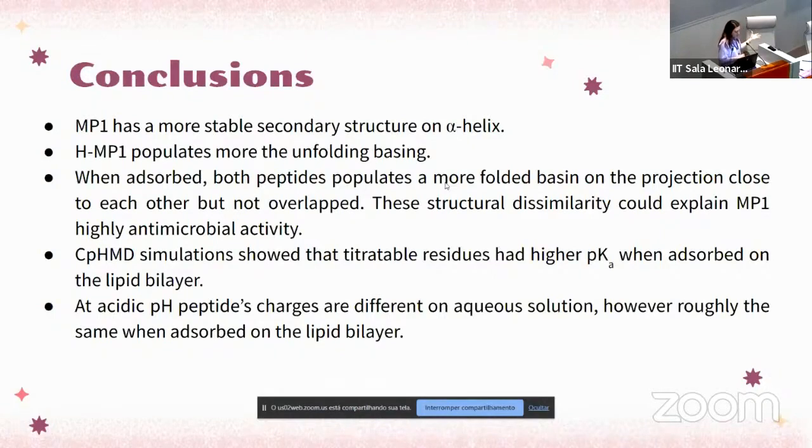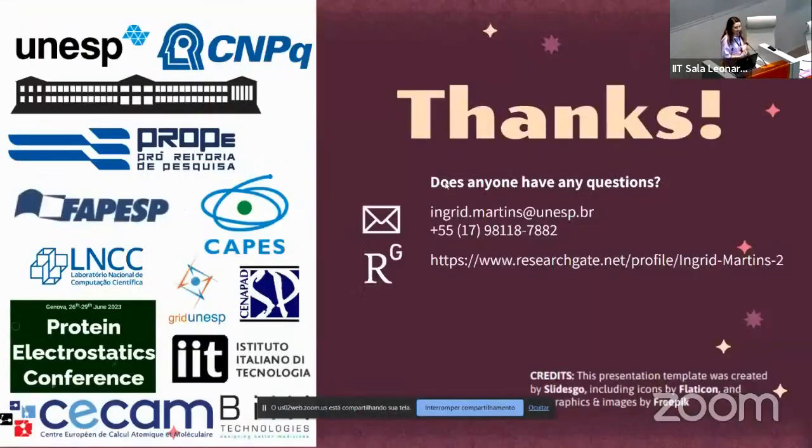So we had some conclusions: MP1 has a more stable secondary structure, while HMP1 populates more the unfolded basin on the projection. When adsorbed, both peptides populate a more folded basin, so the bilayer is needed for HMP1 to fold and interact. The constant pH showed that the residues had higher pKa while interacting with the lipid layer. And the acidic pH peptides are different in aqueous solution. However, they are pretty similar, roughly the same, when they are adsorbed. So I'd like to thank you all, the organization and the agencies that fund our work. Thank you.